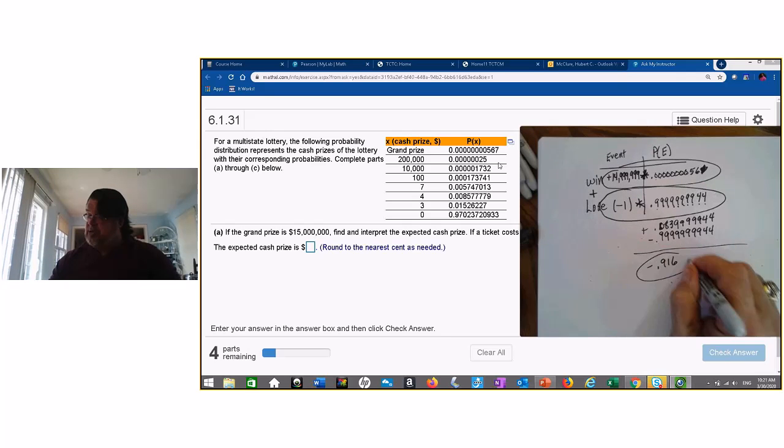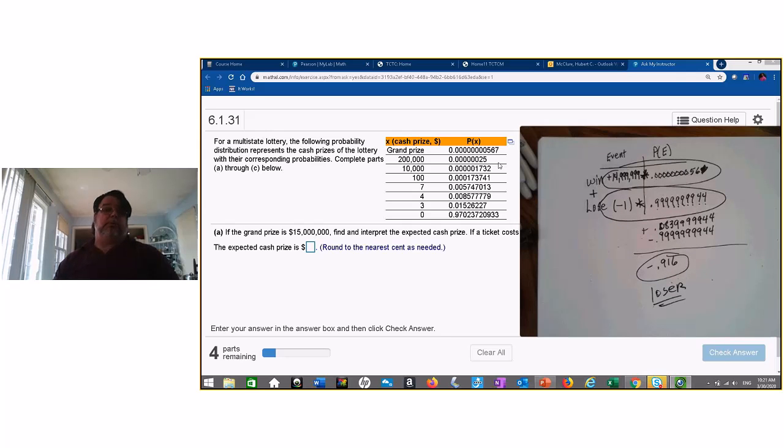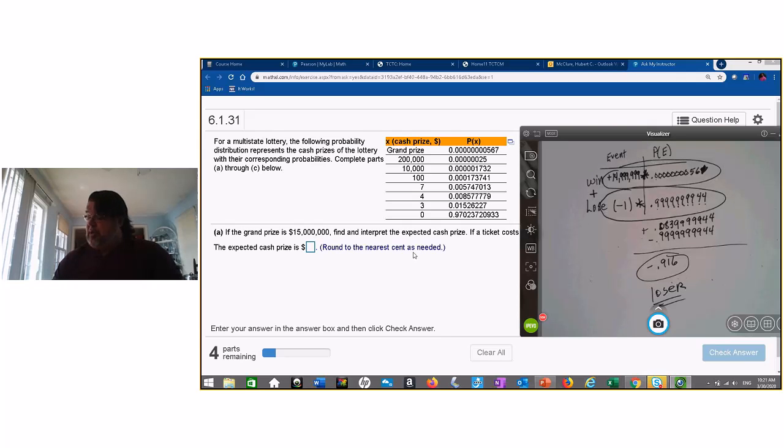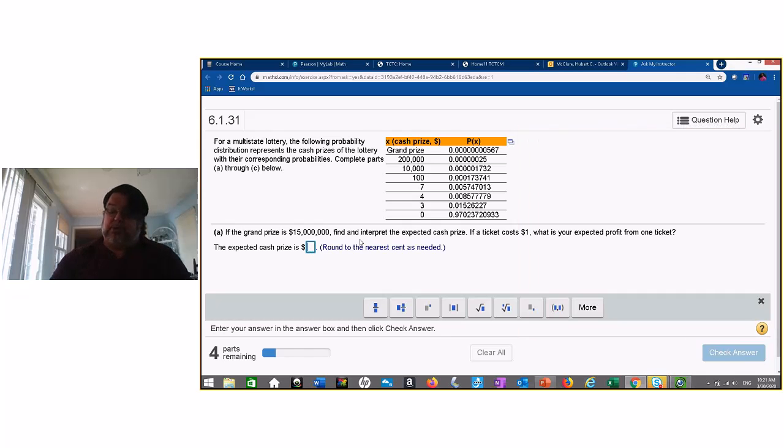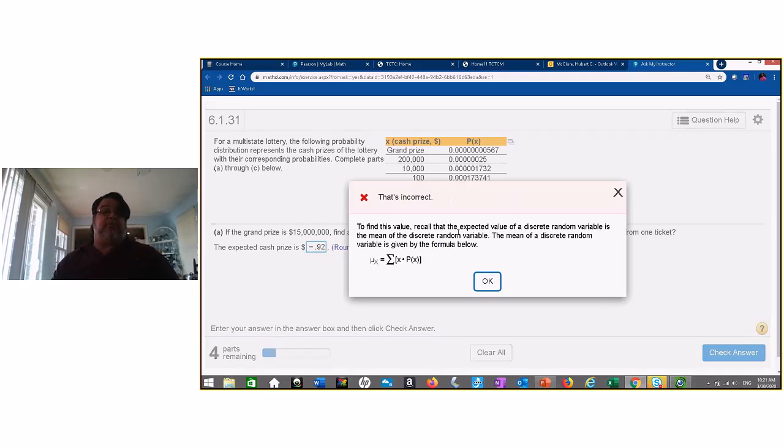So that tells me that we're a loser. Now that's what I would get. Round to the nearest cent, negative 0.92. I probably skipped a couple of steps. Yeah, I thought I did.